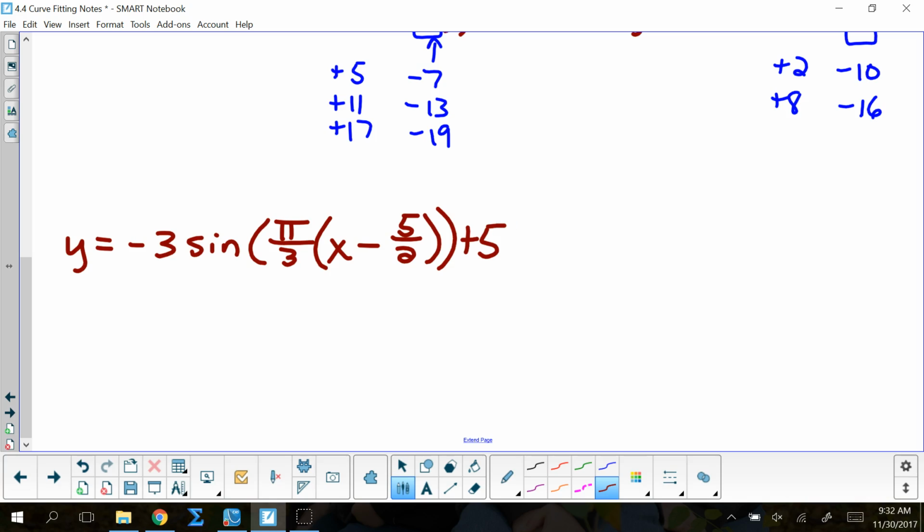Okay. Or we could go with y equals 3 sine pi over 3 x. I gotta add 3, 11. No. Yeah, 11/2 plus 5. Okay. Or adjust the period, or adjust the start based off of those. Okay?